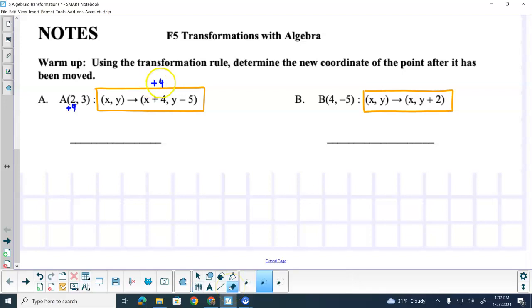Oops, got a break. I immediately regret putting it up there. I remember that I wanted to put it right there. And then this one says that we're subtracting 5. So we're going to subtract 5 from that.